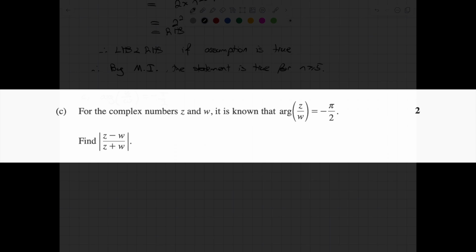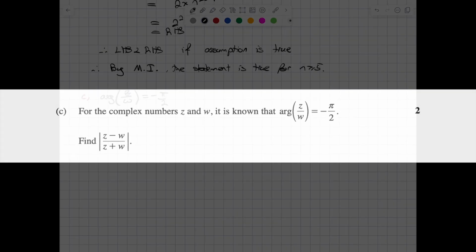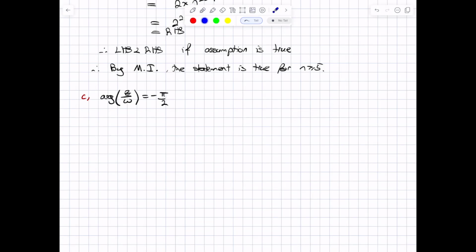Part C says, for the complex numbers z and w, it is known that the arg of z divided by w is equal to −π/2. Find the modulus of (z−w) over (z+w). Now, if we know that the arg of z/w equals −π/2, that means the complex number z/w has to lie on the negative part of the imaginary axis. So if we quickly draw up an Argand diagram just to convince ourselves of this, if I go −π/2, I land on this part of the imaginary axis.